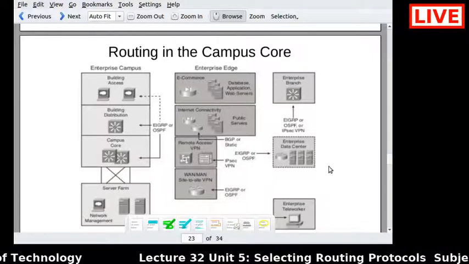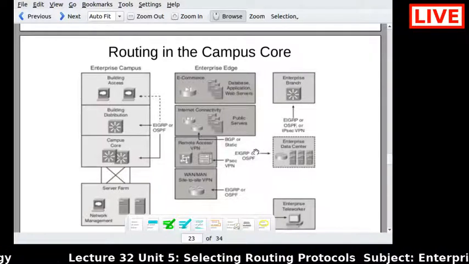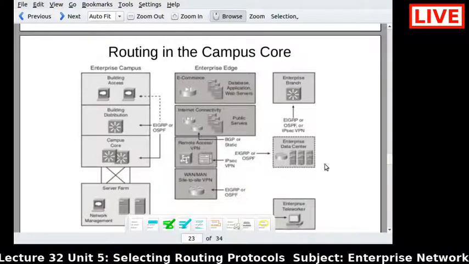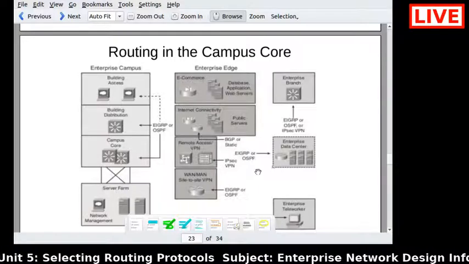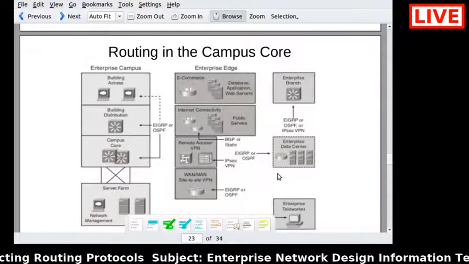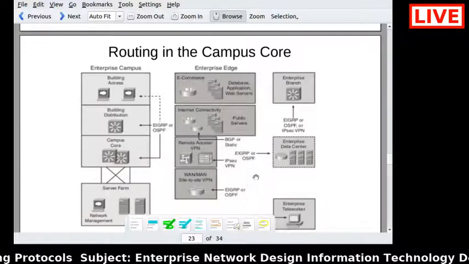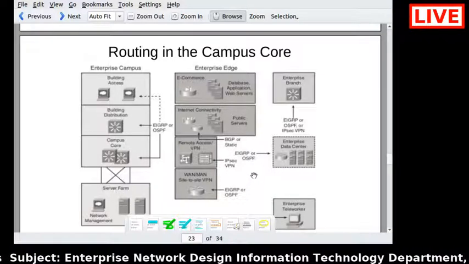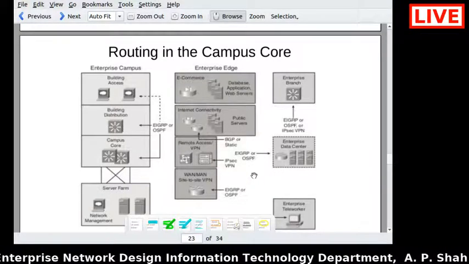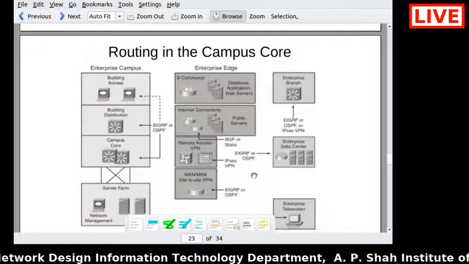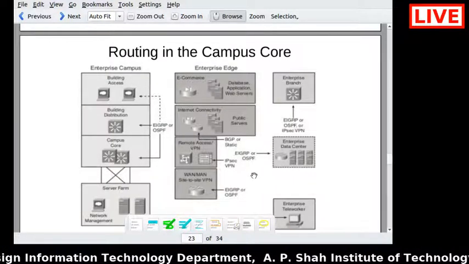In an enterprise data center, you can also use EIGRP and OSPF. Why are EIGRP and OSPF everywhere? These protocols are dynamic routing protocols, so there is no need for manual updating. All of it will be taken care of by those protocols.